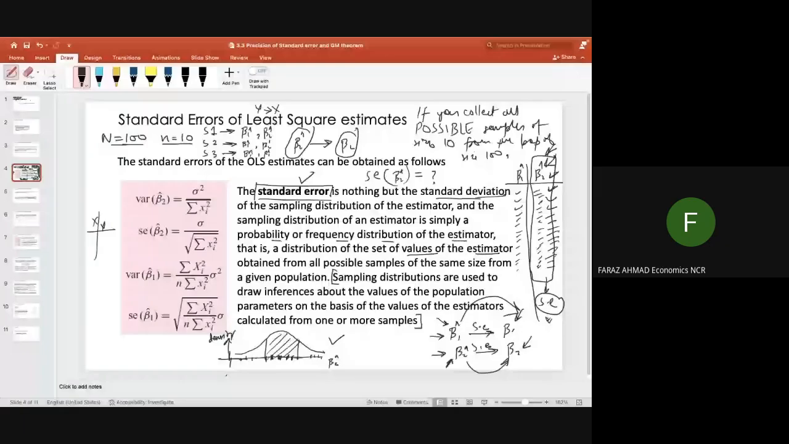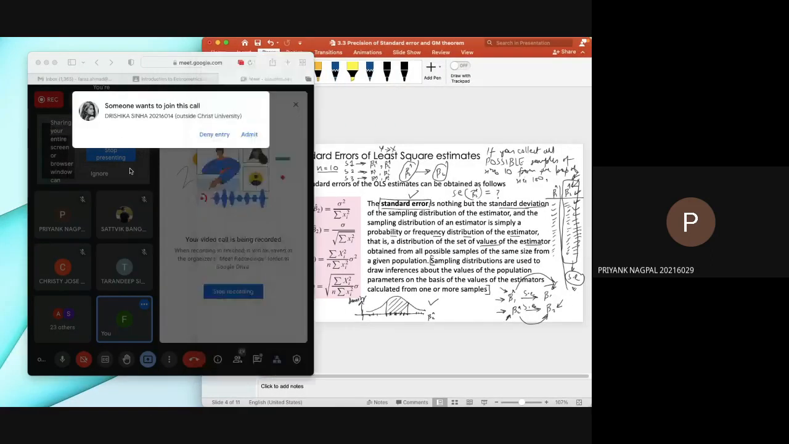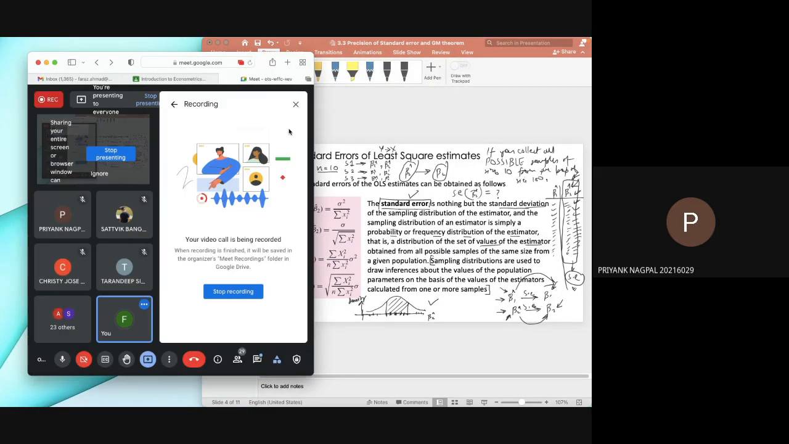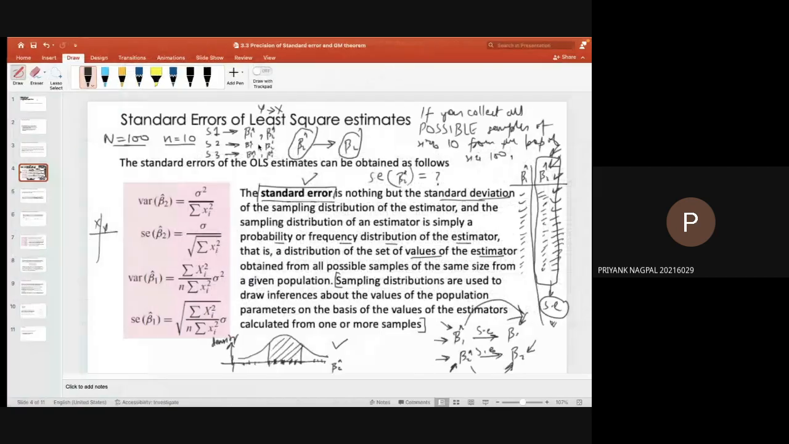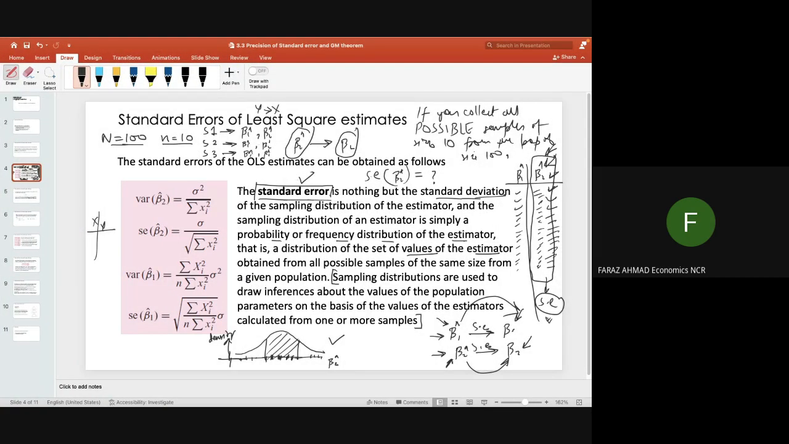Now, okay, somebody was asking something. Please ask. Actually, somebody is trying to let in. Right? Yes, sir. So now the question is that how do we calculate this thing? Standard error beta 2 hat. How do we calculate it? So this is the formula. Excuse me, sir.